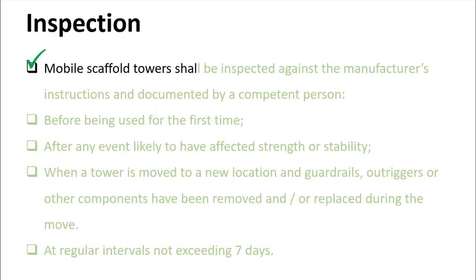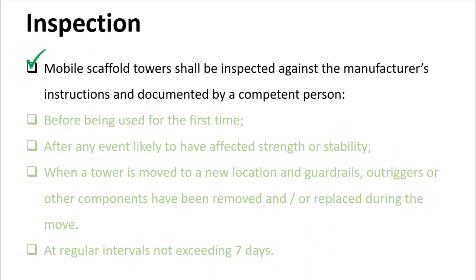Inspection. When you are doing inspection, as a minimum acceptable standard, the mobile scaffold tower shall be inspected against the manufacturer's instructions and documented by a competent person. So when you are using a mobile scaffold tower, it should be inspected, okay, everything, like I said, from the ground up to the top levels of the scaffold, and this should be recorded and filed by a competent person.